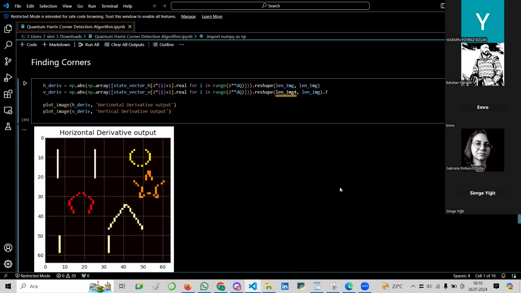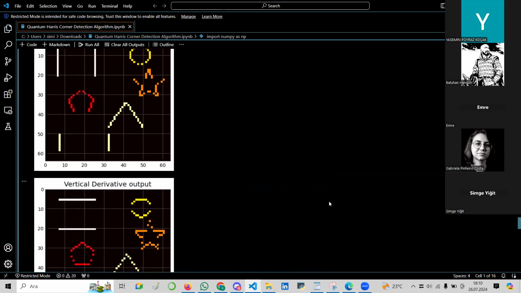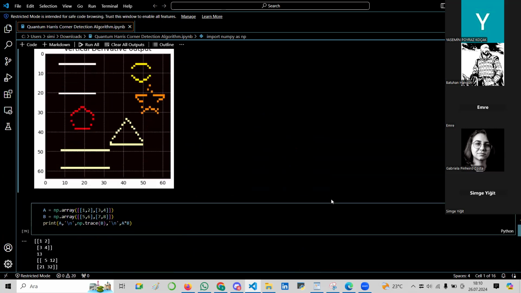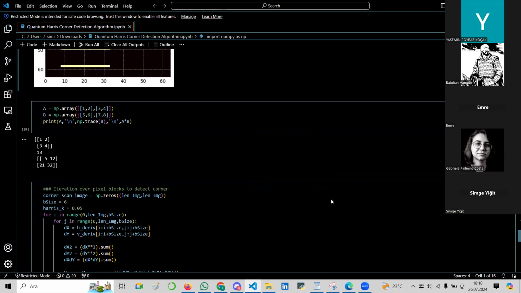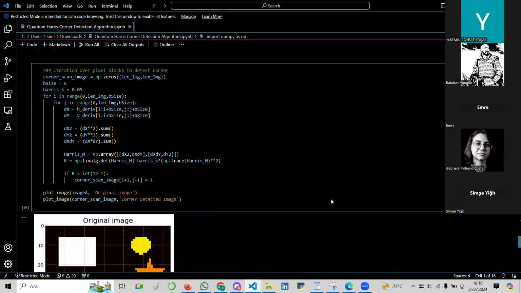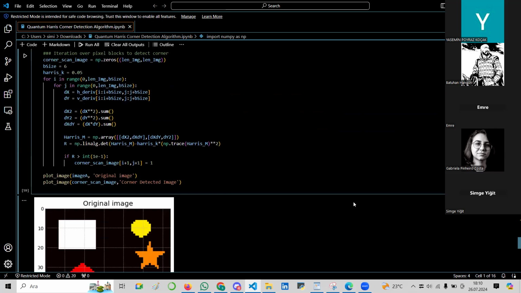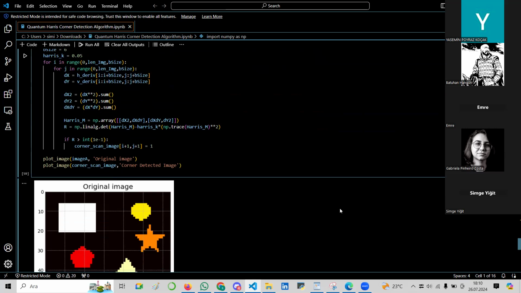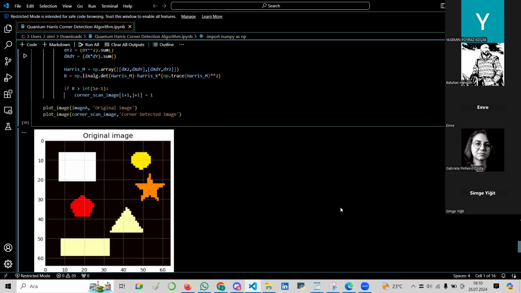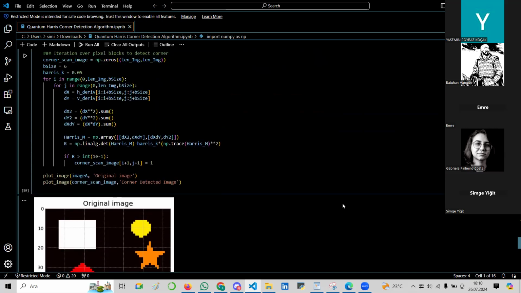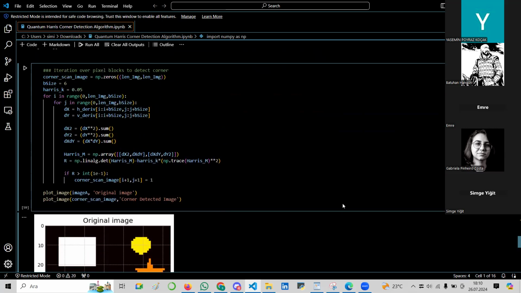So we have the horizontal derivative and the vertical derivative. This is just replotting the same thing again, but with colors. Can you go down? Vertical derivative. And then here we are applying the classical post-processing of the Harris corner detection. We are trying to compute the Harris matrix and take the value. If that is greater than some number, then we detect that as a corner.